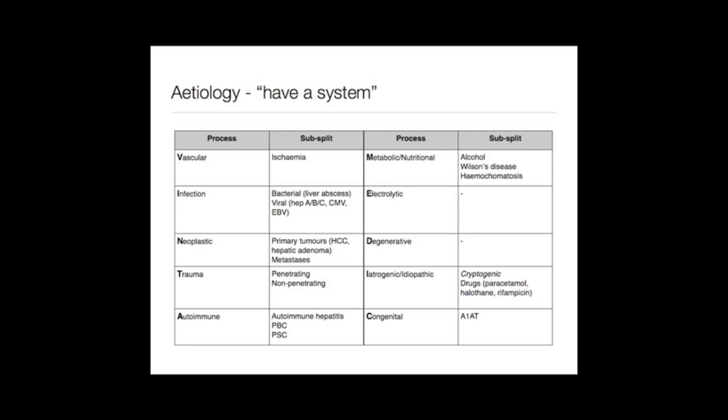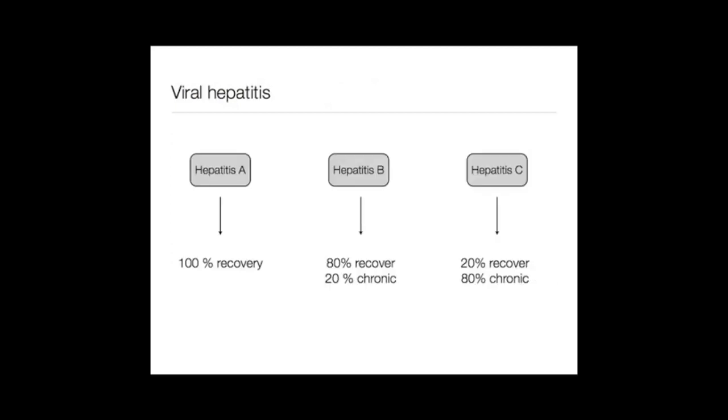And the one I like to use is VINTAMIN. You'll see this in lots of the podcasts that we've produced, this specific table, and fine if you've got your own one, but it's useful just to have this system to go through in your mind. So let's just go through a couple of the most important causes of liver disease and just make a couple of key points that are important.